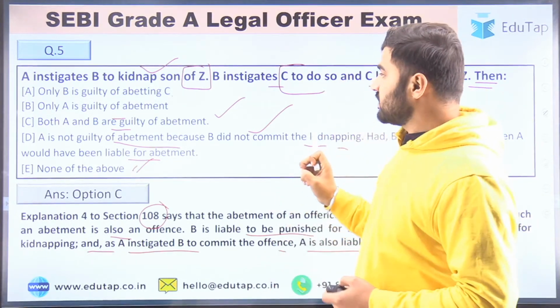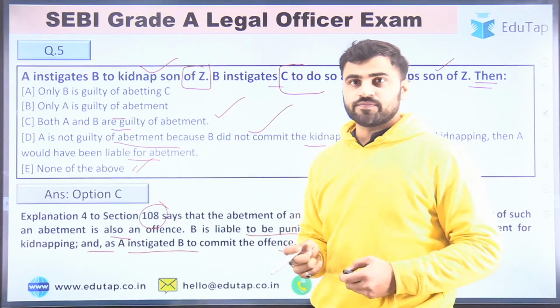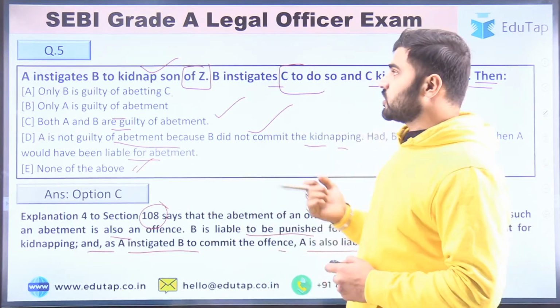So Ranjay is saying option number C. Yeah, your answer is correct. 5th C. Gaurav is saying C. Great guys. So the right answer for this question is option number C, right? Now let's move to the question number 6th.